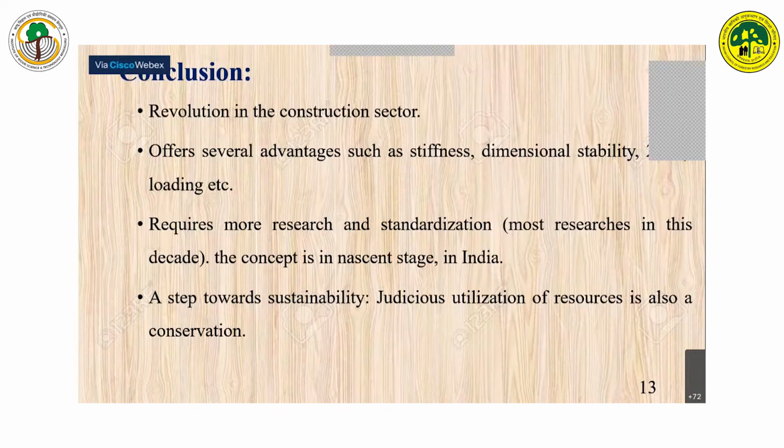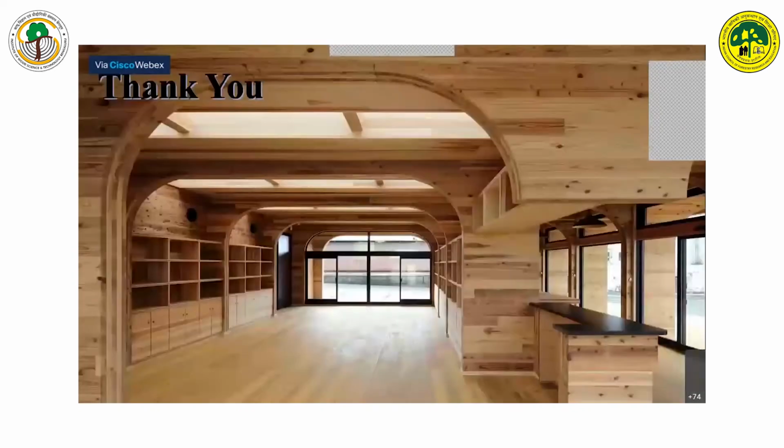Judicious utilization of resources is also conservation, and the basic needs for human life are food, shelter, and cloth. So we are bringing this concept of sustainability into shelter as well. We are moving towards something more eco-friendly and more sustainable than conventional materials like masonry, concrete, bricks, etc. So this was all about the CLT topic.